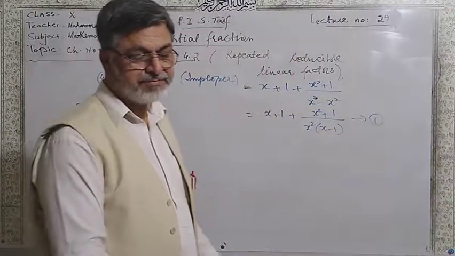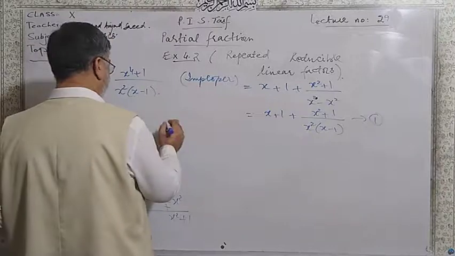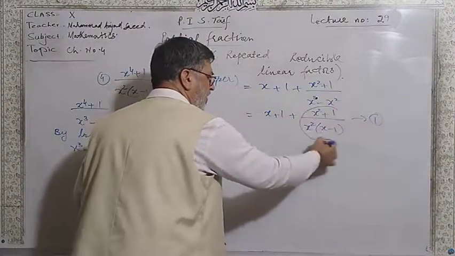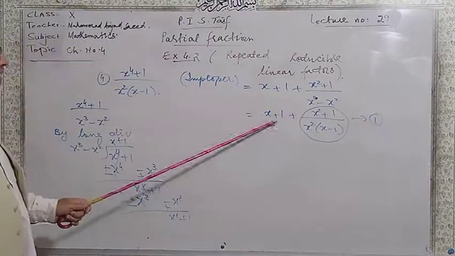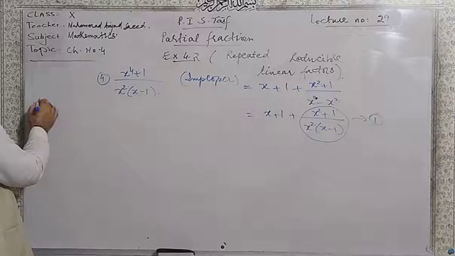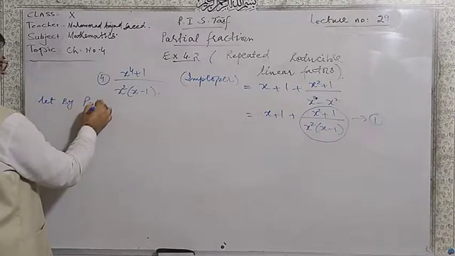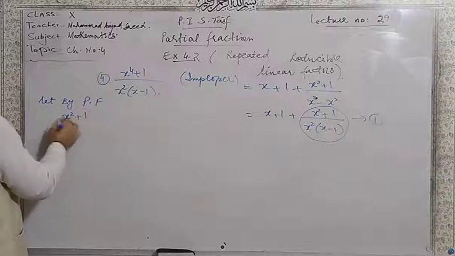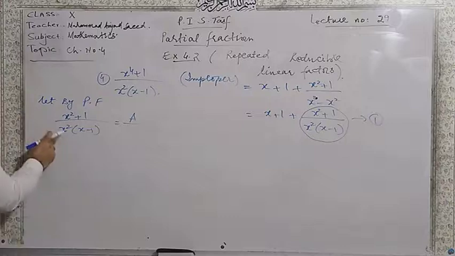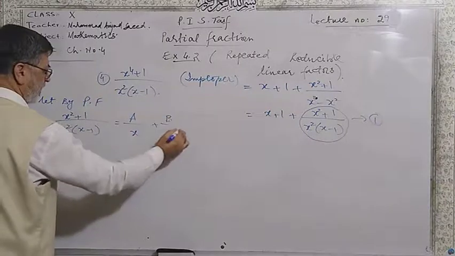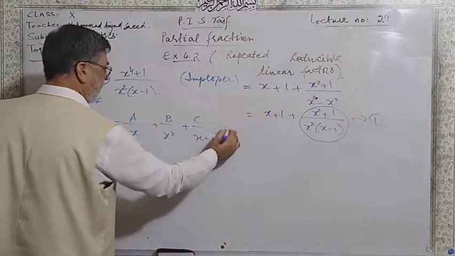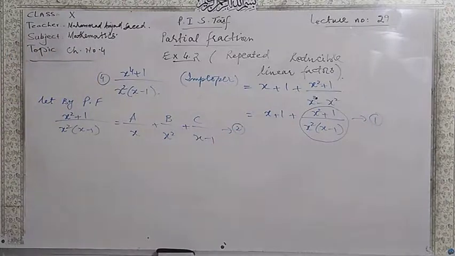Here we will have, let by partial fraction of this portion. Remember that x plus 1 is the part of your solution set. Let by partial fraction x square plus 1 over x square into x minus 1. I told you with first power one constant, with second power second constant, and c over x minus 1. This will be equation number 2.